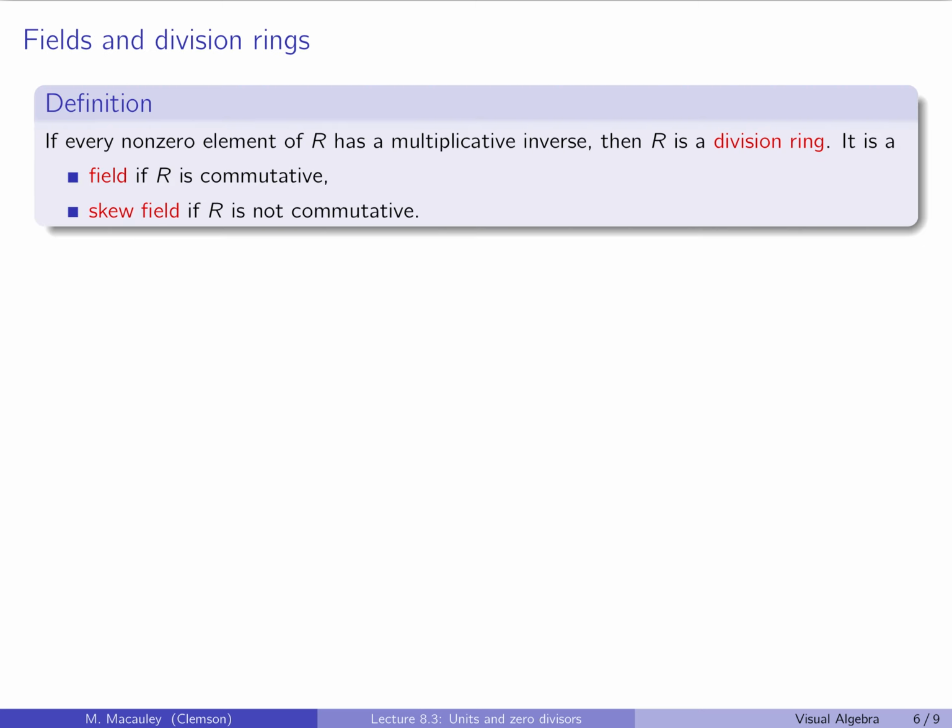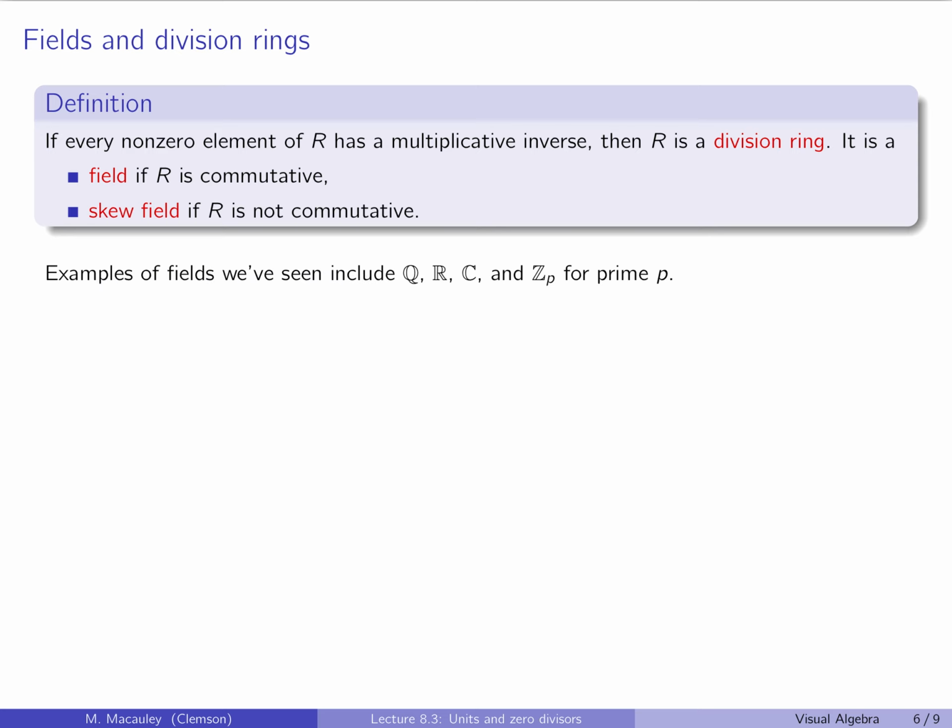Now that we've talked about several types of elements in rings, such as units and zero divisors, let's talk about several types of rings. So if every non-zero element of a ring R has a multiplicative inverse, in other words, if the set of units is the set of non-zero elements, then R is a division ring. If R is commutative, it's called a field, and if R is not commutative, it's called a skew field. A division ring is a more general term that encompasses both of these. It just means that we can divide by anything except for 0.